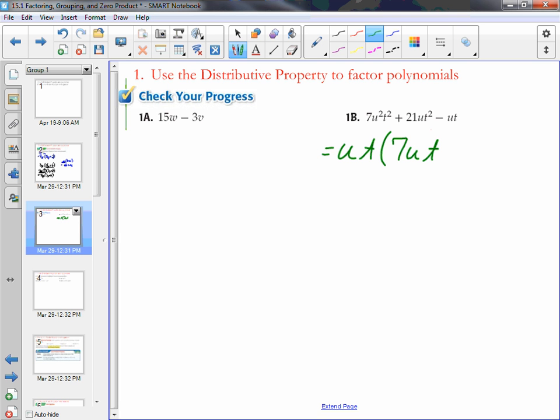Then it's a plus sign. 21 divided by 1. U divided by u, 1. Do I need to write a factor of 1? No. T squared divided by t. Minus sign. Well, both coefficients are 1. 1 divided by 1 is 1. U divided by u, 1. T divided by t.